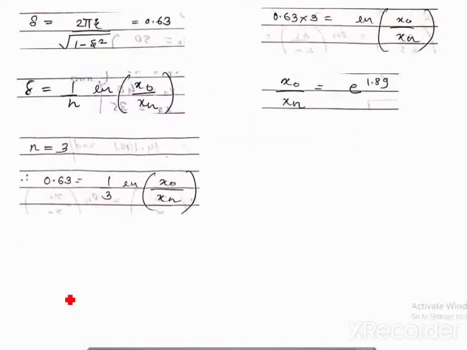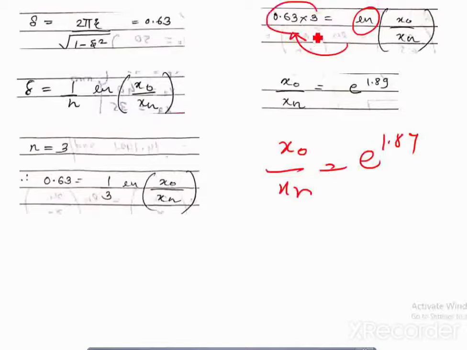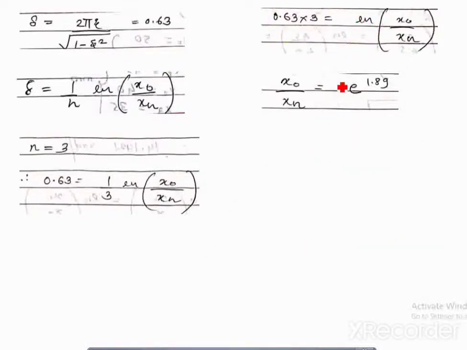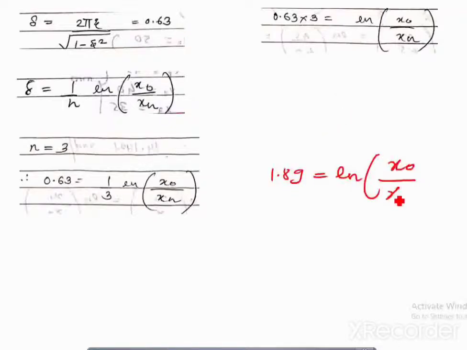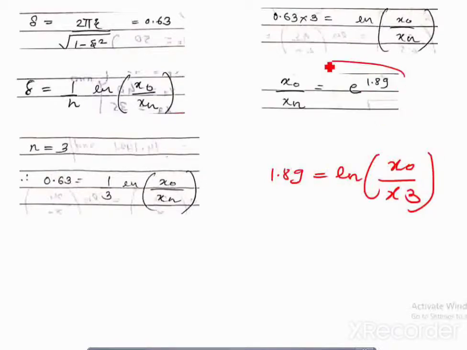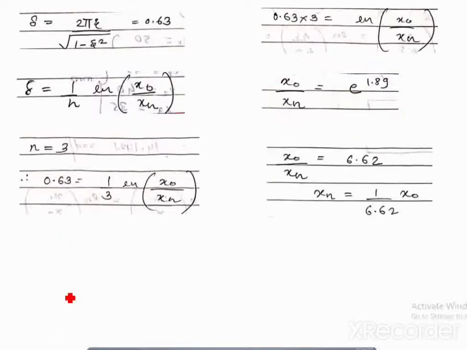Okay, so finally x0 upon xn, if you move this ln over here to the left-hand side, you are getting e raised to 1.89. Sorry, it's not 6.62, 0.63 into 3 is 1.89. It's 1.89. I will rewrite this. 1.89 is equal to ln of x0 upon x3. So finally x0 upon xn is equal to e raised to 1.89. Okay, is it clear? I hope it is clear to you. So x0 upon xn is equal to e raised to 1.89, which is nothing but 6.62.